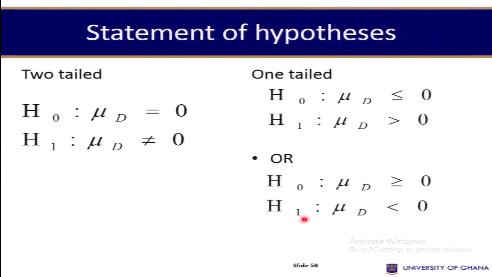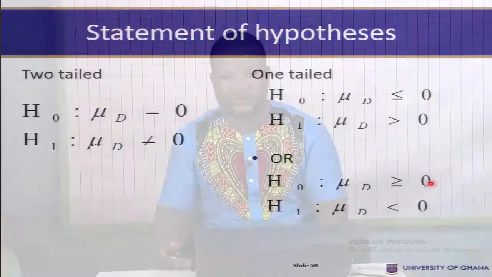And then here, where we expect the mean difference to be less, our H1 will state that the mean difference is less than 0. And then our H0 will state that the mean difference will be greater than or equal to 0.